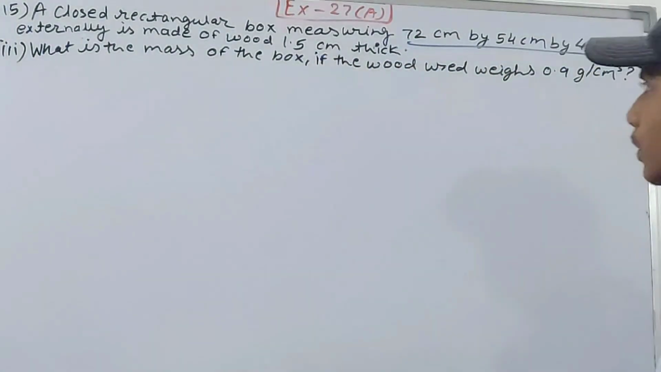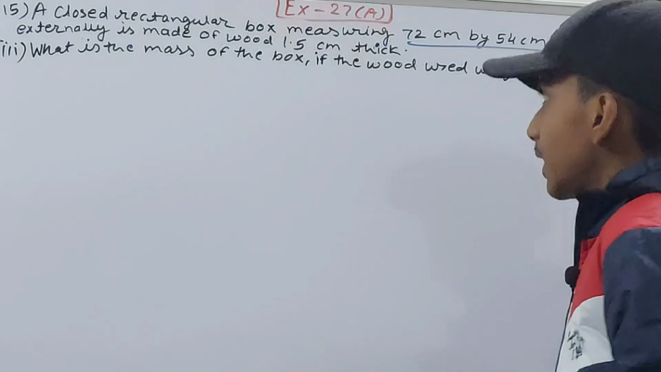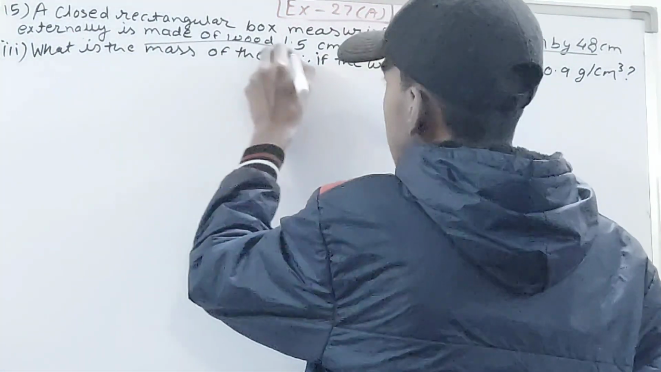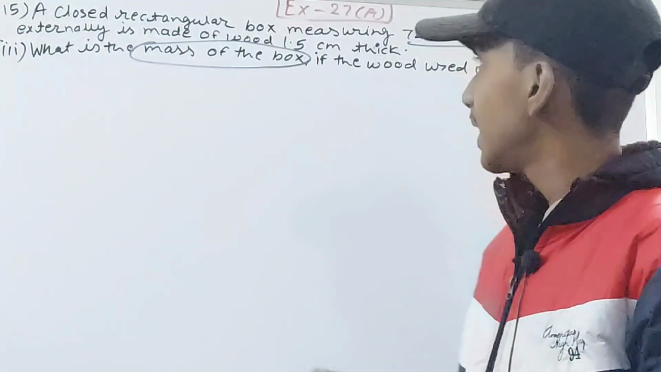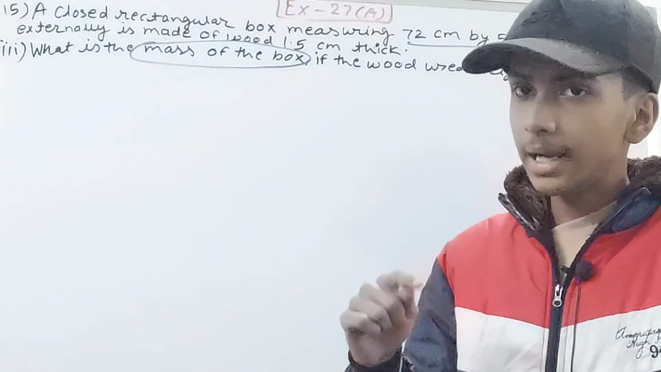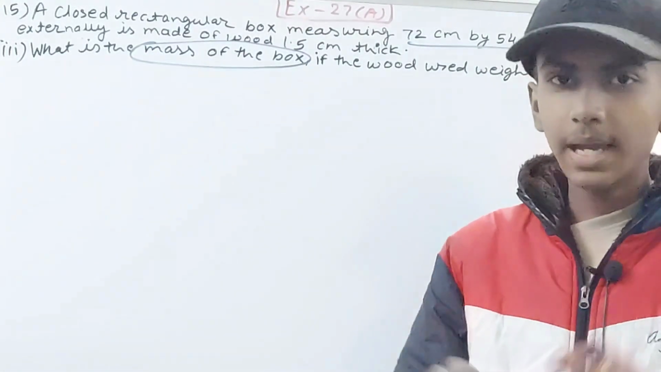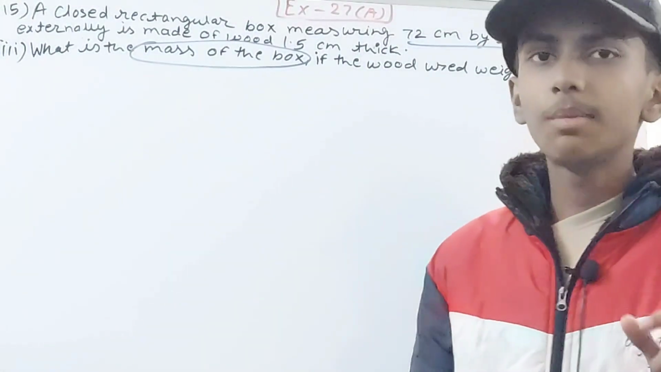What is the mass of the box if the wood used weighs 0.9 gram per cubic centimeters? Very simple. Now it is asking us the mass of the box, meaning how heavy is the box. So it is saying a closed rectangular box, so we don't know whether anything is inside it or not, it's empty, right? That's not given, but what we know is that it is made up of wood.